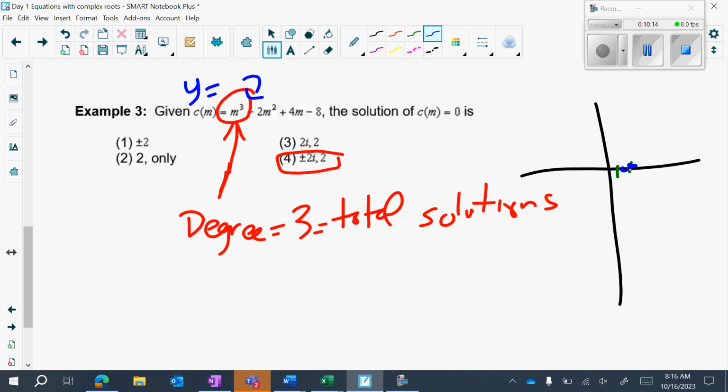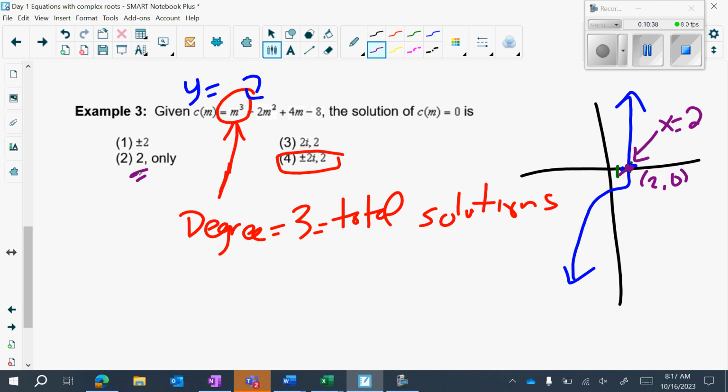Okay, and then it does something like this. It does a little dip like that. Okay, this is called a cubic function. And this is the only real x-intercept, x equals 2. Or this is the point 2 comma 0, okay? So that's why some people probably chose choice 2, because they saw 2 only, all right? But you know better. You know that there's 3 total solutions because the highest exponent is a 3.